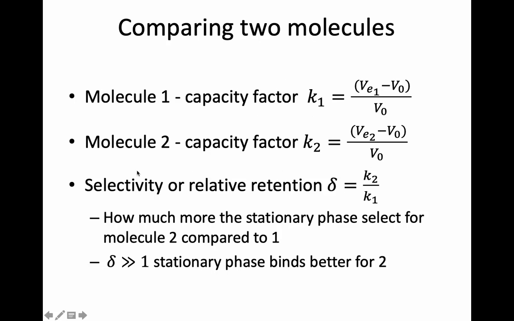So if your selectivity is much larger than 1, then the stationary phase is a better retainer, or better binder, of molecule 2, while if delta is much less than 1, it's a better retainer of molecule 1, right? Very simple.